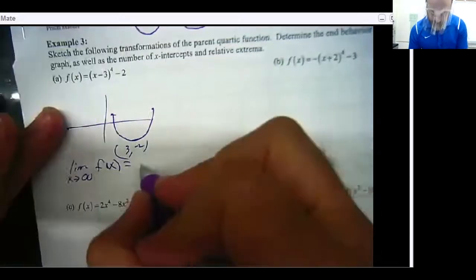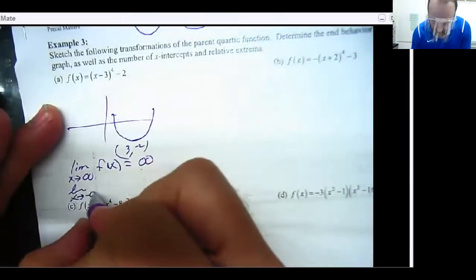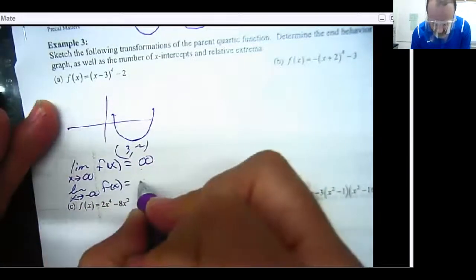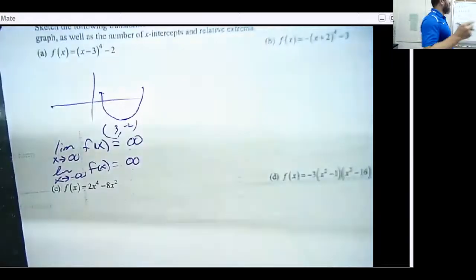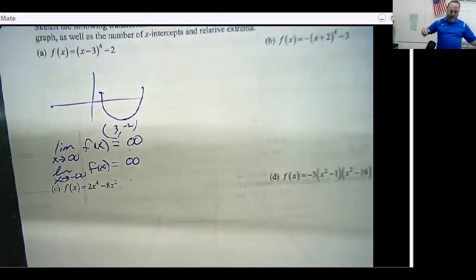Positive infinity. And then what happens as I try to approach negative infinity? It should also be infinity. Why were these in agreement? Because the power is even.